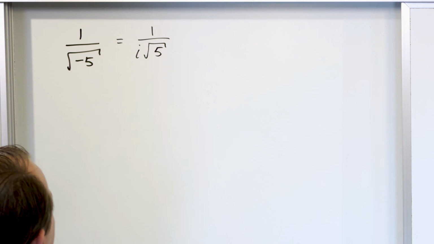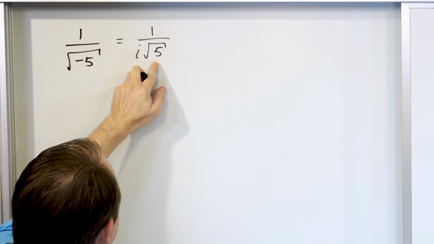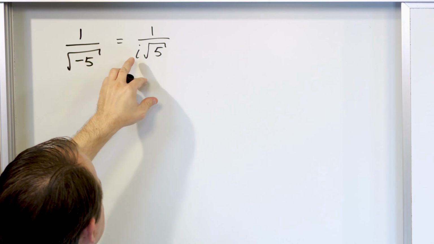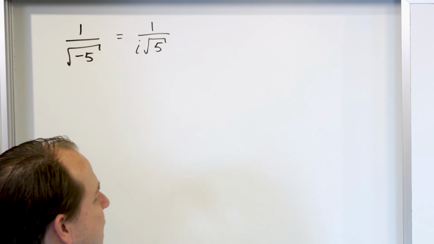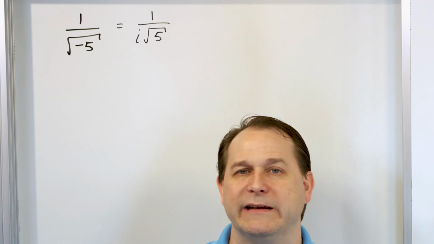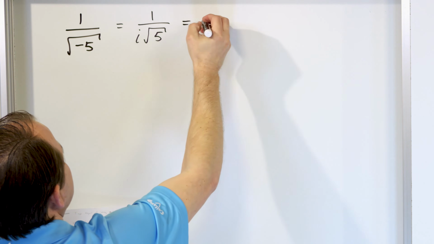But the problem is this is not simplified either because we don't like the i in the bottom and we don't like the square root of 5 in the bottom. So what I want to do is first I want to show you how to get rid of the i. And then whatever's left over, I'm going to show you how to get rid of the radical. And then in the future problems here, we're going to do both of them at the same time. We'll kill the radical and kill the i at the same time. But first, let's just deal with the imaginary number.